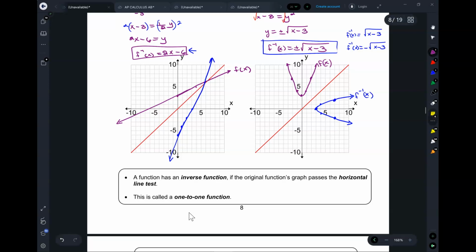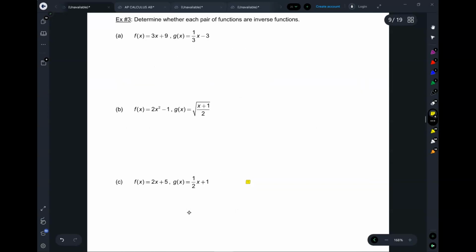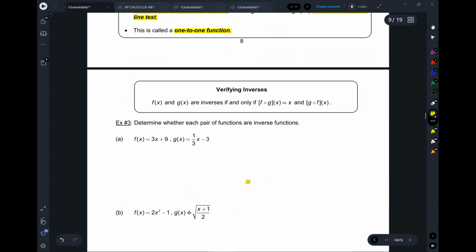So let's go over here. A function has an inverse function only if the original passes the horizontal line test. If it passes the horizontal line test, it is called a one-to-one function because for each y value, there is only one x value. If it's not one-to-one, for each y value, there are two x values.